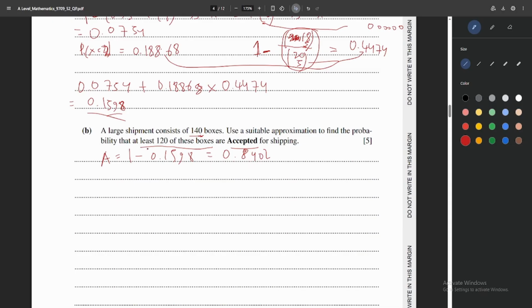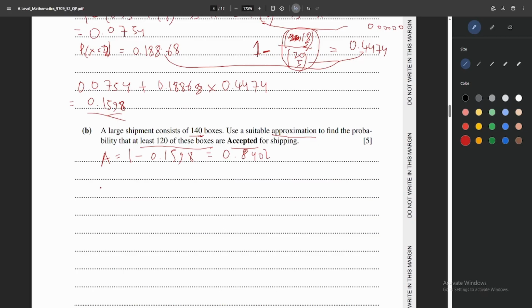Since these are discrete numbers, we can use the binomial distribution. But since the number is big, we can easily use a normal approximation. Since they're asking us to use an approximation, and the normal distribution approximates the binomial distribution with large numbers, we can use that. So let us do that.